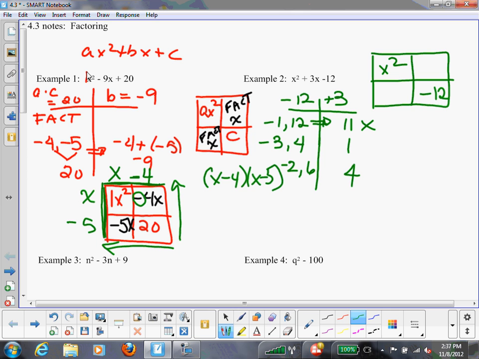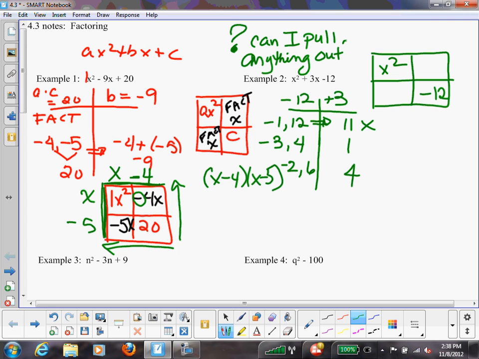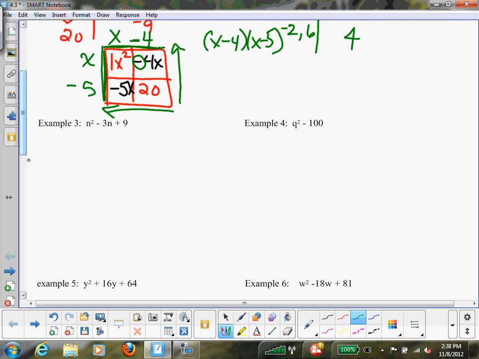Now, one thing that I forgot to tell you is that the first question that you always want to ask yourself is, can I pull anything out? That's a form of factoring. To be able to pull out a value or a variable is a form of factoring. I can't, right? Okay. All right. Can I pull anything out here? All right.